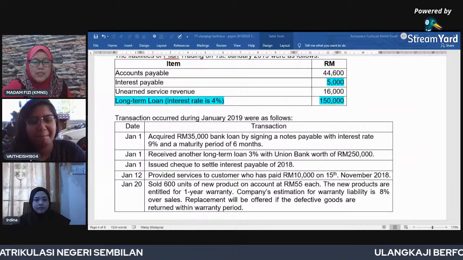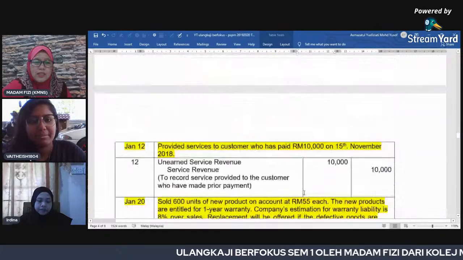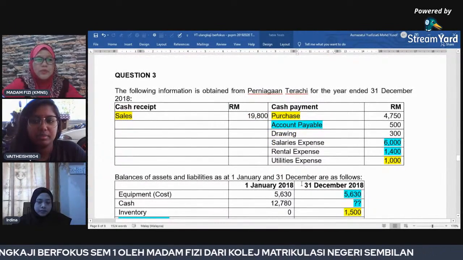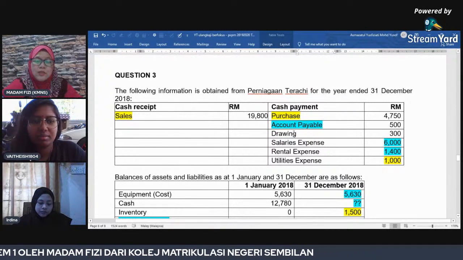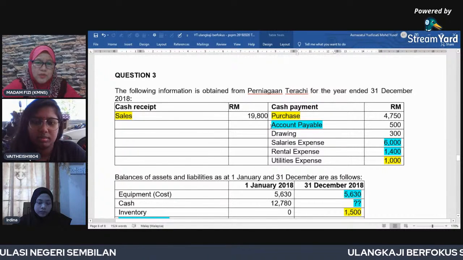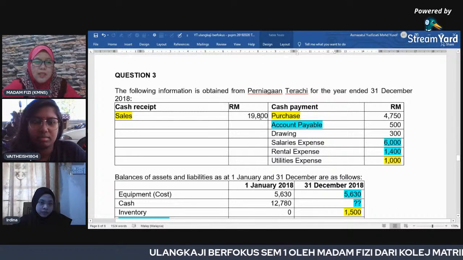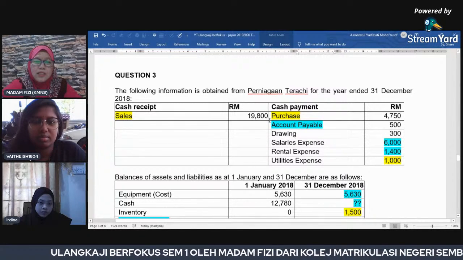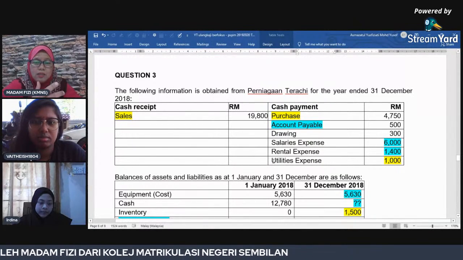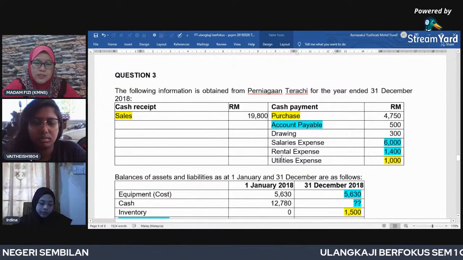Okey, good. Okay, so kita pergi tengok balik question 3. That is topic 11 just now. Okay, so this is the cash book. So you can see that, okay, kita analyze the cash book first. Sales 19,800 is the cash sales. Kenapa cash sales? Okay, dekat sini ada nampak tak accounts receivable? Tak ada. So there is no account receivable. That's mean in this question there is no credit sales.